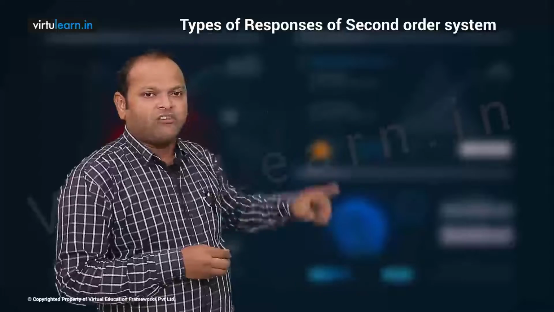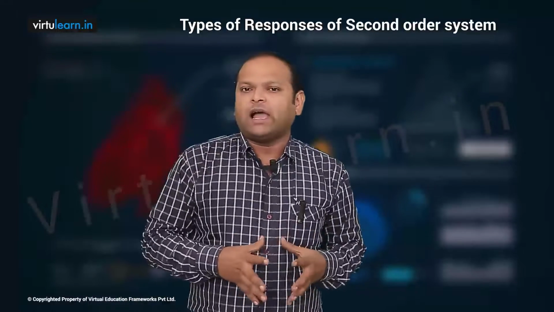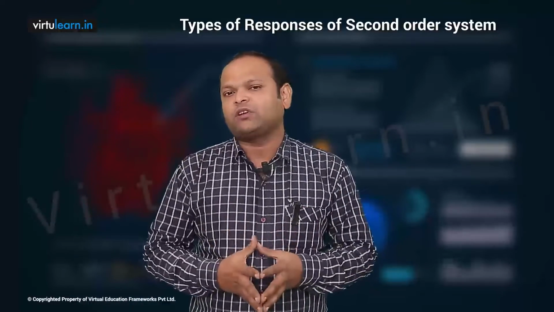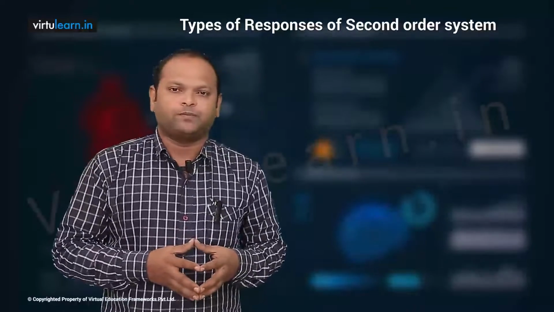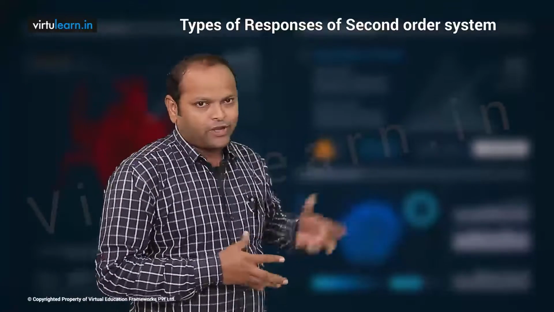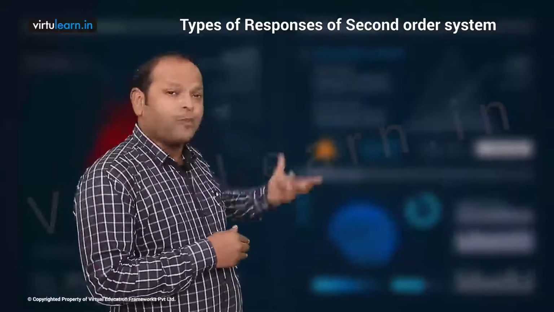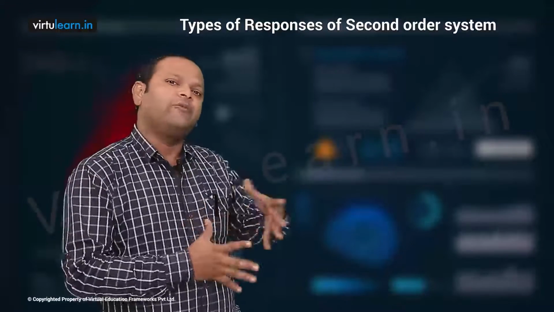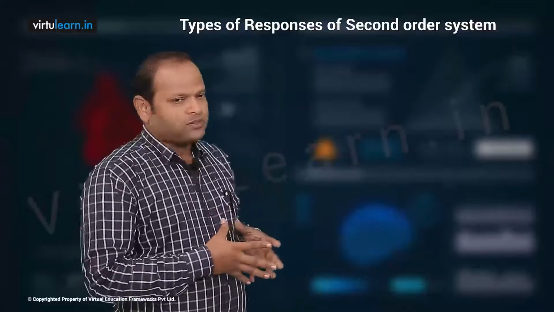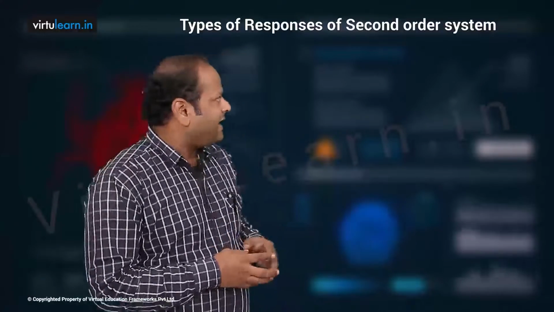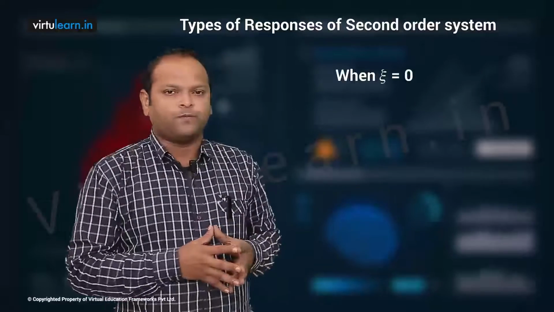Depending upon zeta values, we have different types of responses of a second order system. So zeta is the damping ratio. Depending upon the damping ratio value, we'll have different types of system responses. What are the responses we'll see? First we'll take zeta equal to 0.